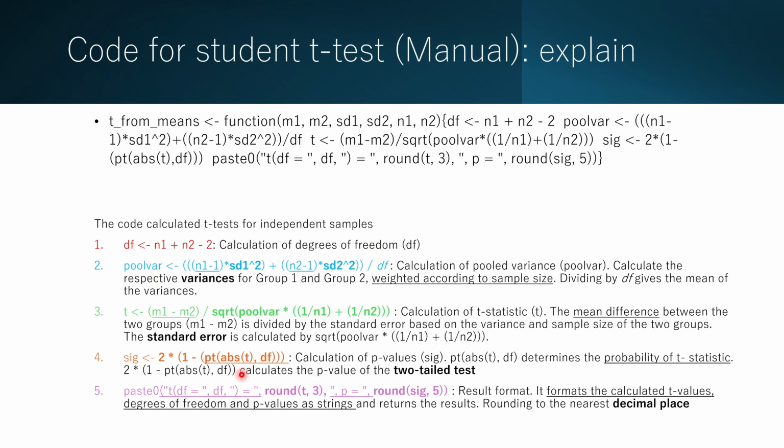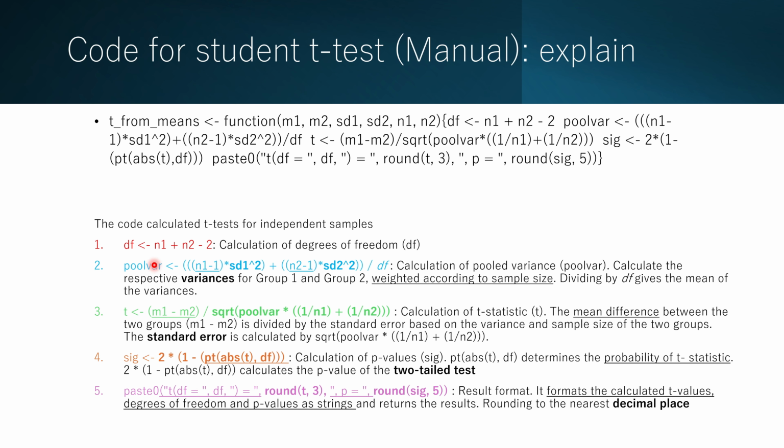Line 4. Significance equals 2 multiplied by parenthesis 1 minus and so on. This calculates the p-value for a two-tailed test. And line 5, finally, the paste0 function formats the result into a string for easy reading, rounding the numbers. Finally, the value is rounded to 5 and the t value is 3. This is the result part.